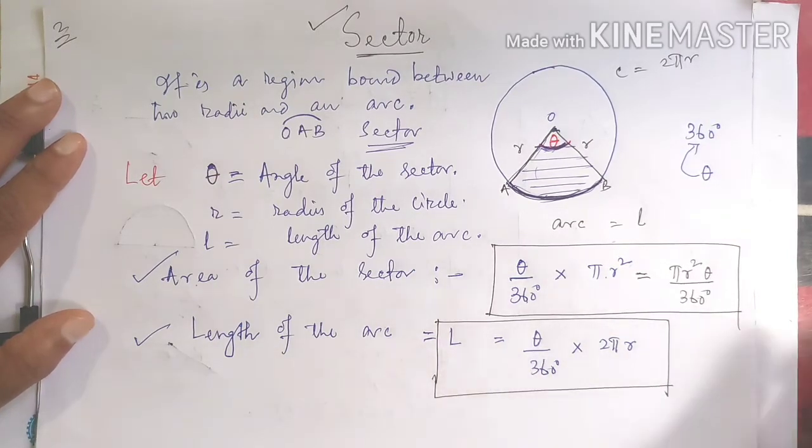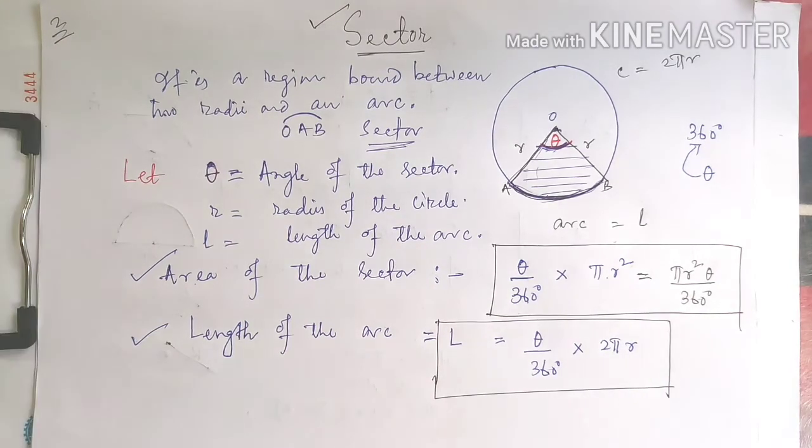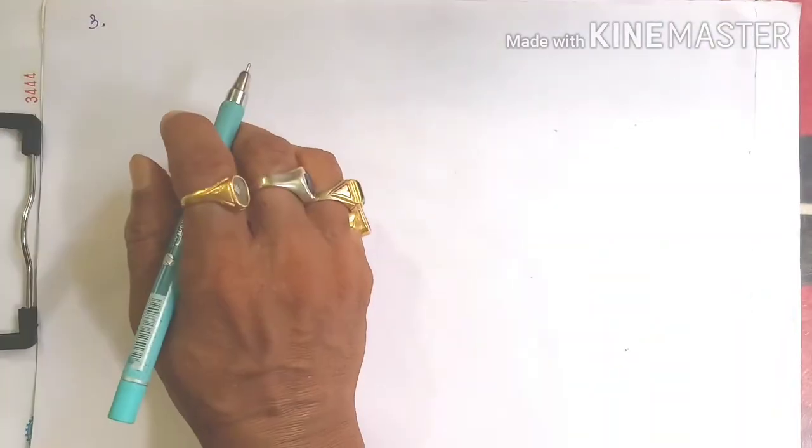Now we have got the length of the arc and the area of the sector. Now we have to see how to easily get the length of the arc related to the area of a sector. After completing these fundamentals, we will go through some examples related to some questions from your NCERT textbook. Okay. Now next we will start.